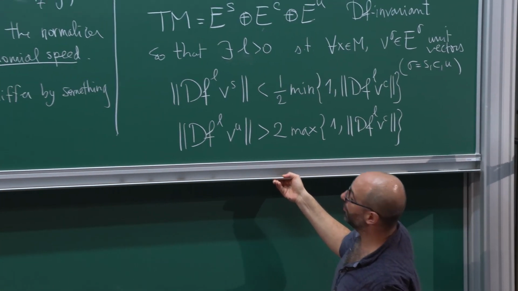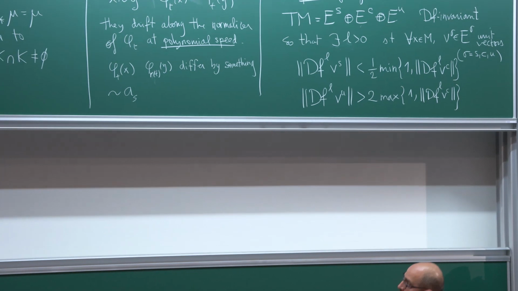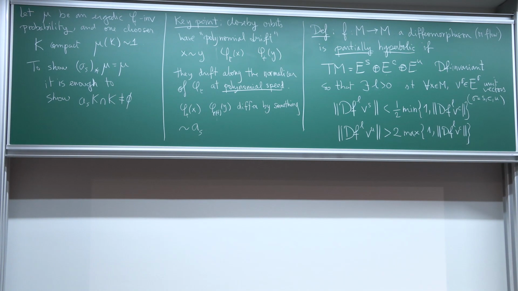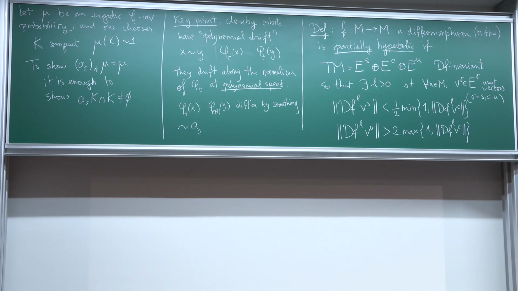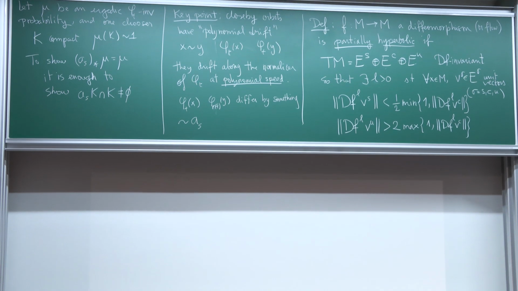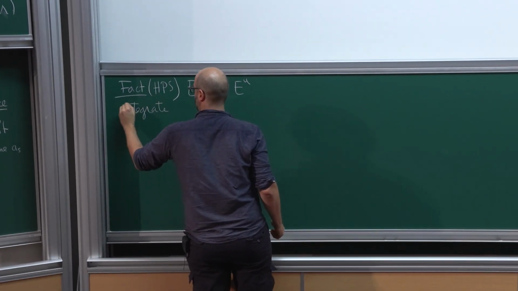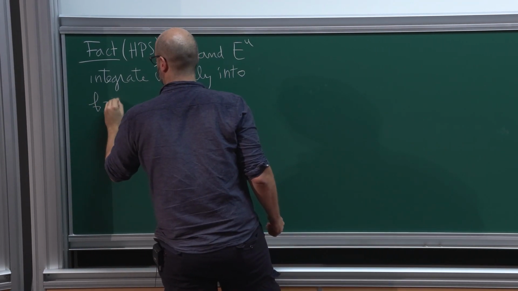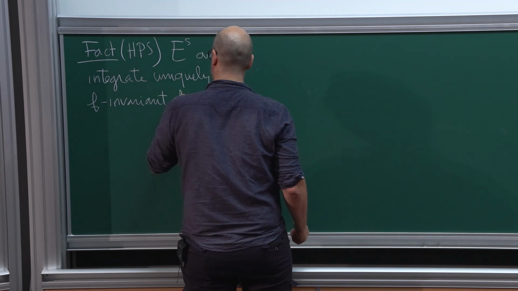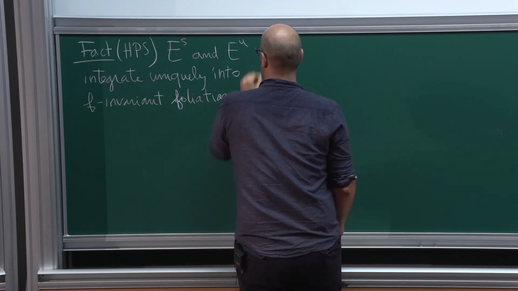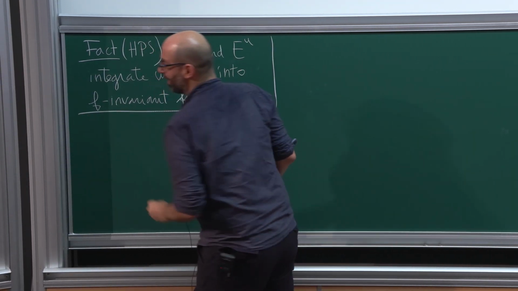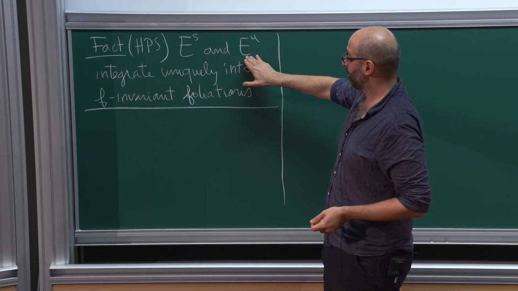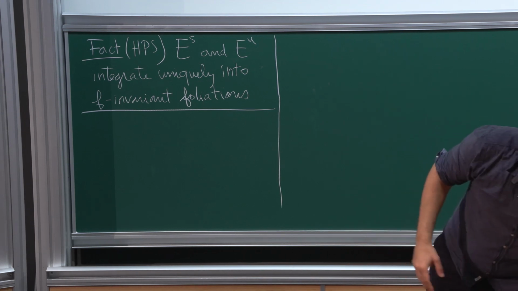Okay? So this is the definition, and there's a fact, proven in the 70s, maybe by Hirsch-Pugh, that E^S and E^U integrate uniquely into F invariant foliations. Okay, so what would be the analog of a unipotent flow would be to try to understand, say, the leaves of the foliation tangent to E^U.